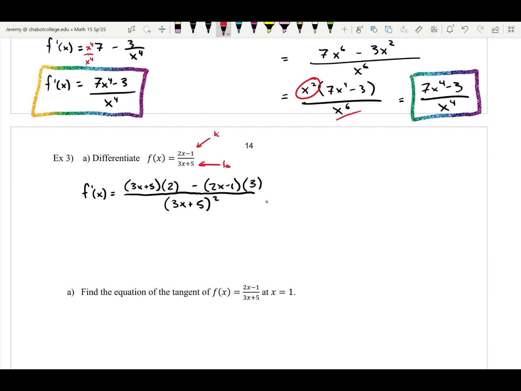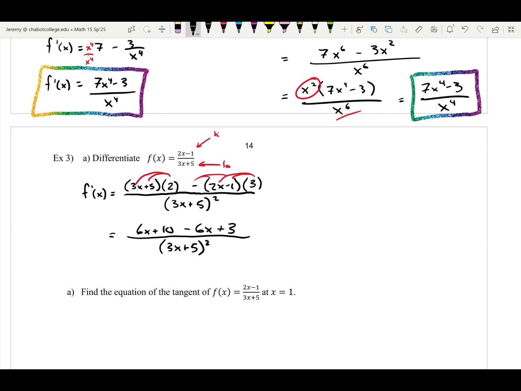So I'll simplify, I'll distribute in this 2, I'll distribute in this 3, I'll also distribute in this negative 1 so that we can do the subtraction. So we'll get 6x plus 10 minus 6x plus 3, all over 3x plus 5 squared.